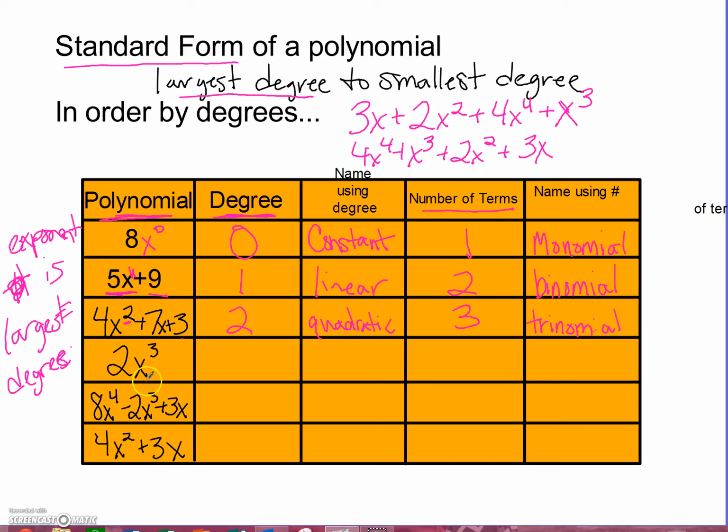If we go to the next one, our highest one is cubed, so the degree is 3. We've already looked at those. That is a cubic. How many terms do I have? I go back to a 1, so that is only a monomial again. The degree, the highest one, is 4, and this is just called the 4th degree. How many terms do I have? 1, 2, 3. So again, it is a trinomial.